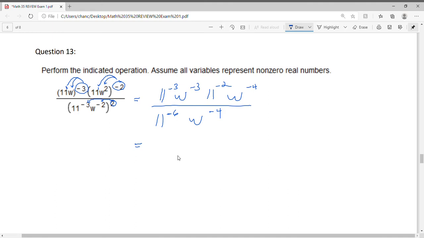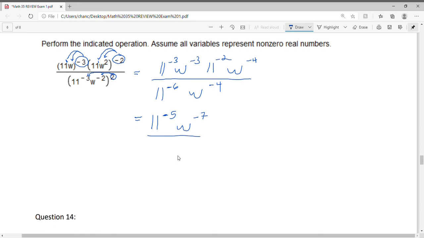So let's simplify the numerator. We have 11 to the negative 3 and 11 to the negative 2. That is 11 to the negative 5. We're going to add the exponents together, and we have w to the negative 7. Again, we're adding negative 3 and negative 4 together. On the bottom, we have 11 to the negative 6 and w to the negative 4.